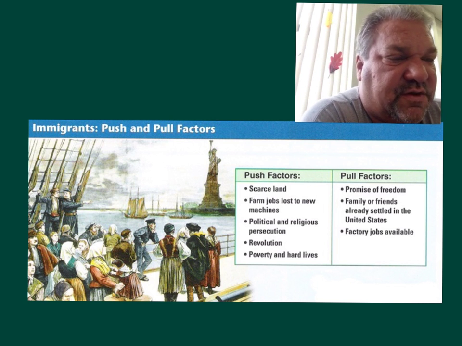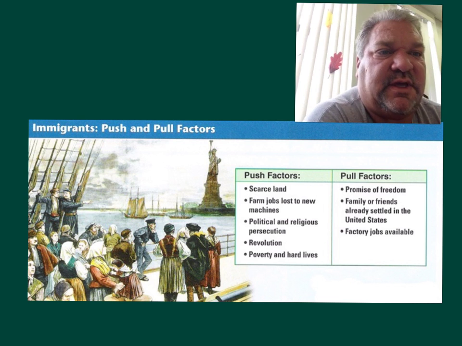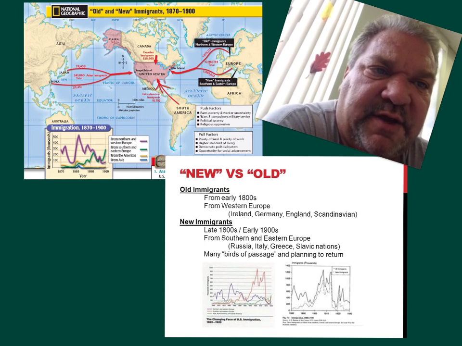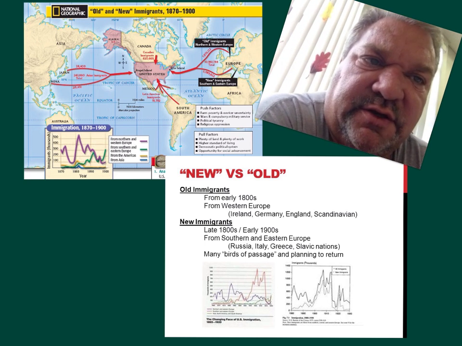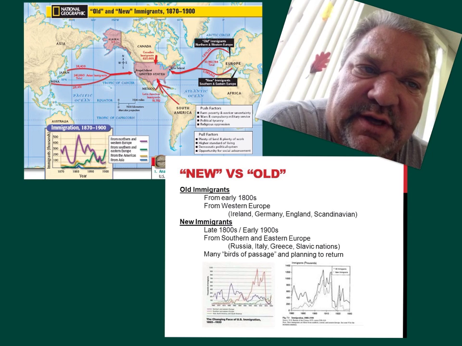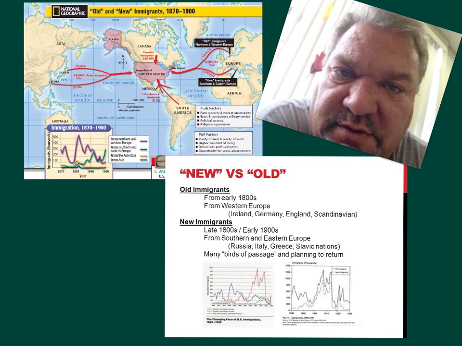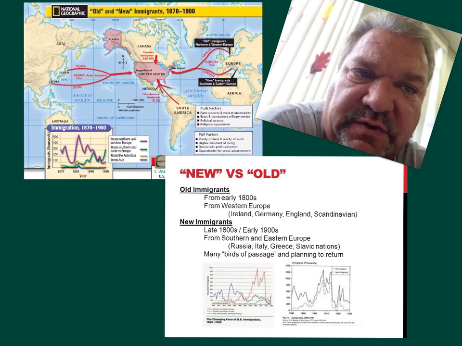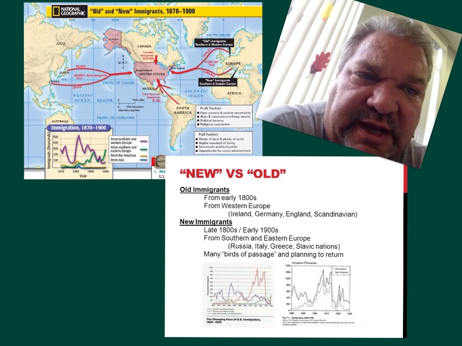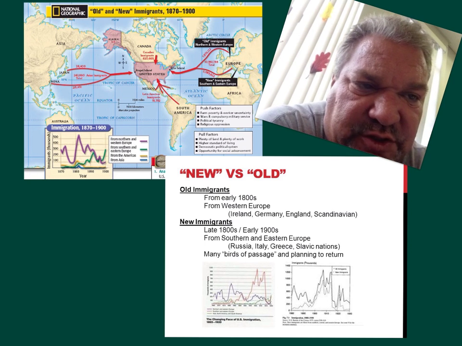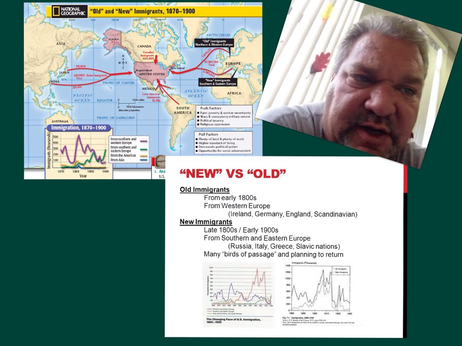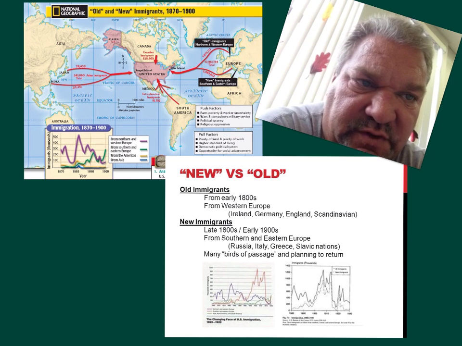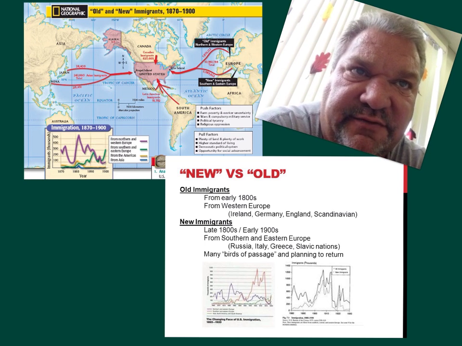One other thing about immigration, we're going to talk about new and old immigrants. I know this might sound funny to you, but it's just different time periods. The immigrants that got here earlier are the old immigrants, and then later on the new ones, and they came from different areas. The old immigrants in the early 1800s were mostly from Western Europe, okay? So you're talking Ireland, Germany, England, Scandinavia, and a lot of these spoke English. The transition was a little bit easier for them, okay?